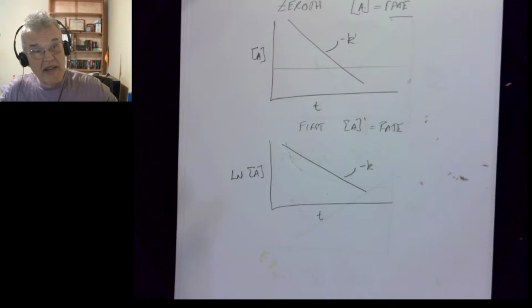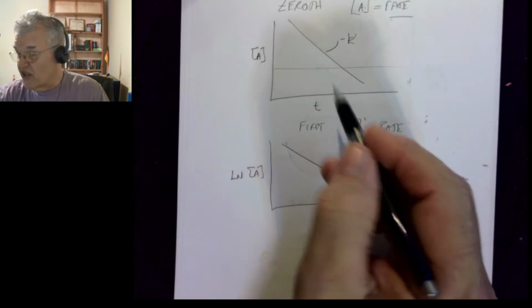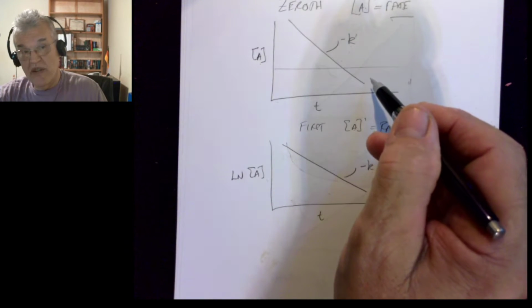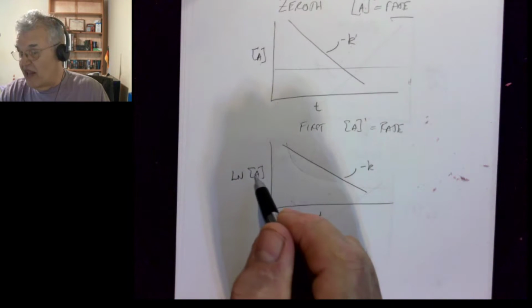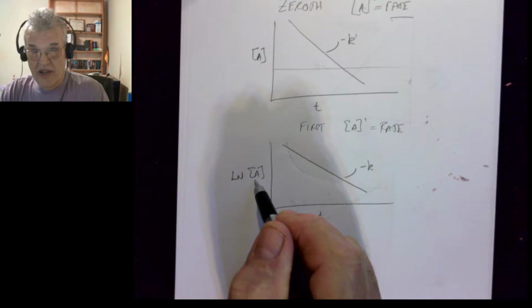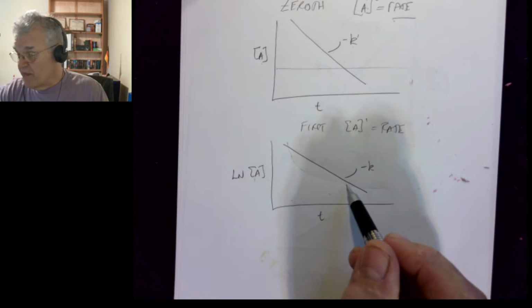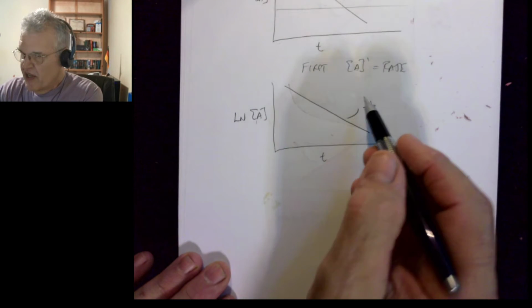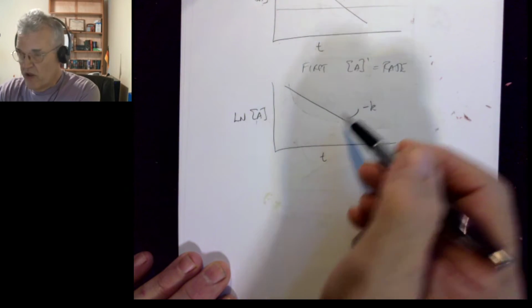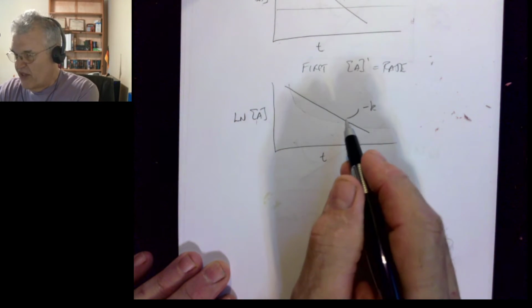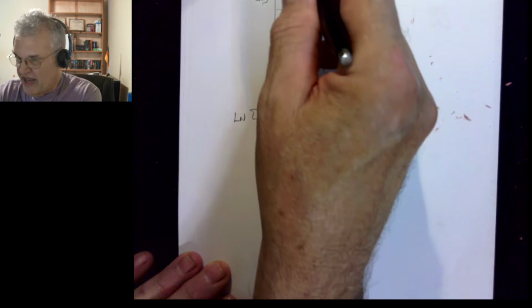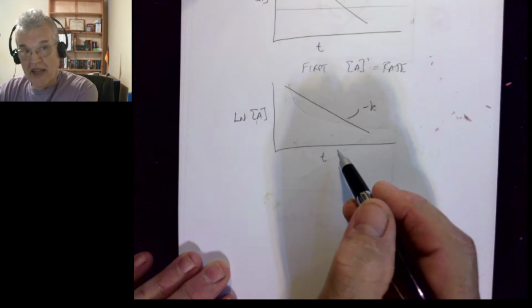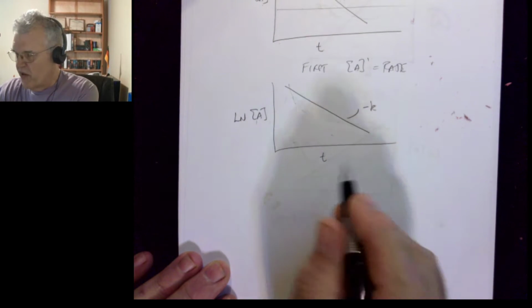Okay, so we take our data, we plot it out with concentration versus time, we get this weird slope. Then we plot it out for ln of the concentration of A versus time, and we should get a linear slope if it's first order. If it's zeroth order, this won't look right. If it's first order, that won't look right. It'll be like an exponential curve, and this will be the correct one.